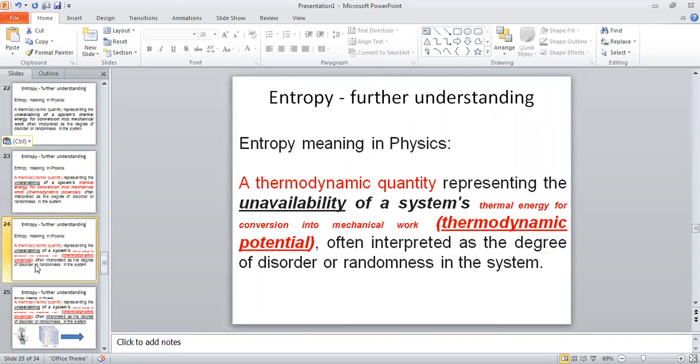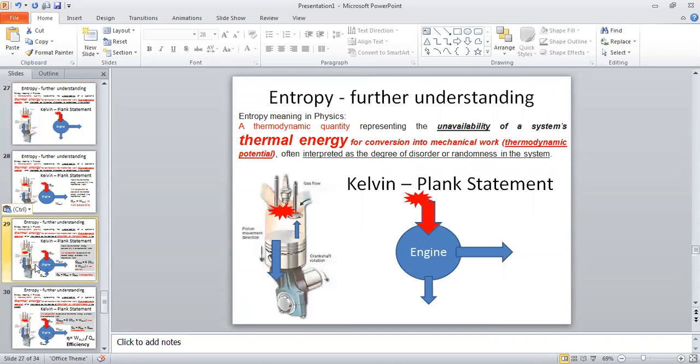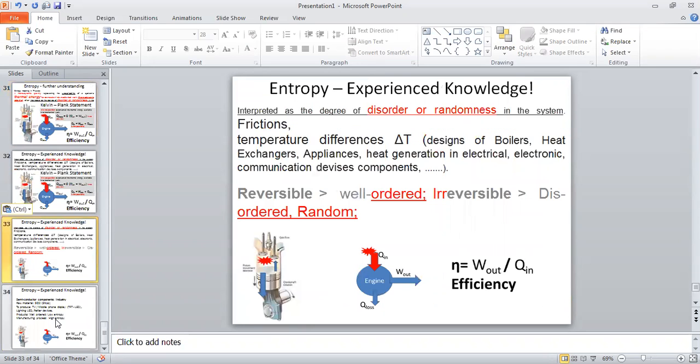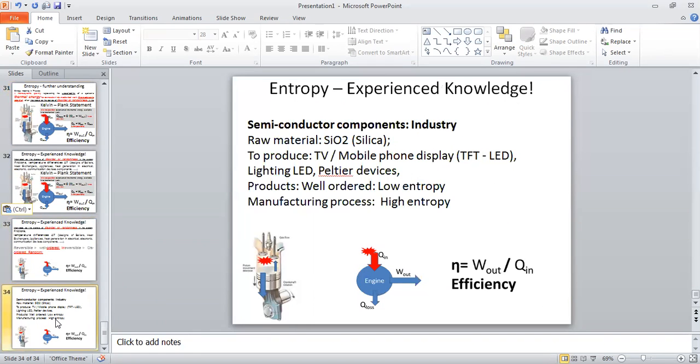Some entropy applications, okay? So based on this topic, based on these slides and the records, there will be an exam question. Okay? There will be an exam question. And some more.